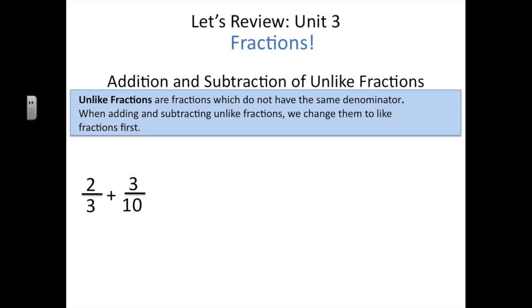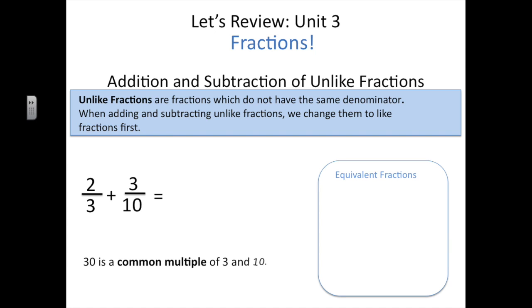So let's look at the example 2/3 plus 3/10. In order to solve this problem, I must find a common denominator so I can make equivalent fractions and then add. 30 is a common multiple of 3 and 10, so 30 can be my common denominator. In order to make an equivalent fraction, I will need to multiply my numerator and my denominator by the same number. So if I'm wanting my denominator to be 30, I will need to multiply 3 times 10. 3 times 10 equals 30.